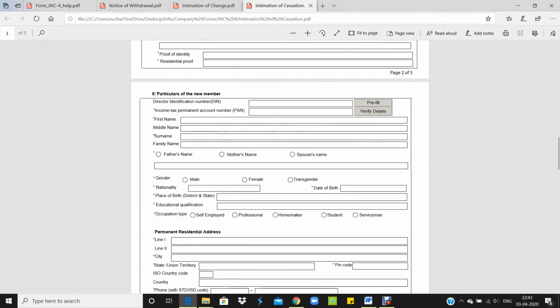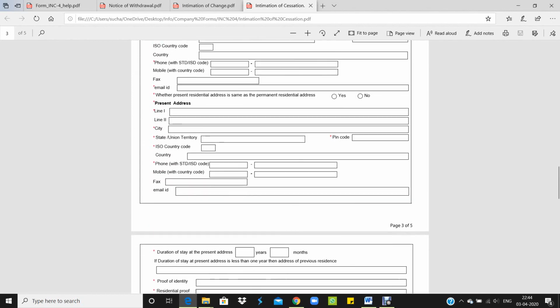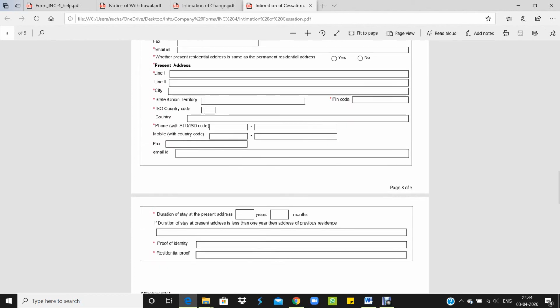Then along with the new nominee details, one more serial number also opens in this: number 9, the particulars of the new member. So who is the new member? The old nominee will be the new member. So we need to give his details again: his DIN number, income tax PAN number, his name, educational qualification, place of birth, permanent address, present address, his duration of stay at the present address, proof of identity, and residential proof.